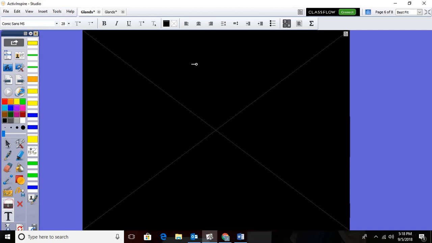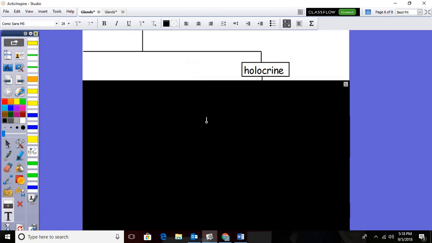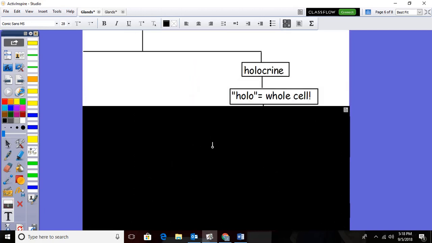All right, next we've got holocrine. So when you hear holocrine, I want you to think whole cell. Because if you notice, what made these different is how the secretory product gets into the duct, and what ends up being in the duct. In the merocrine glands, it was just the secretory product and nothing else. In that case, it was saliva or sweat. In the case of an apocrine gland, it was fragments of the cell with the secretory product in it.